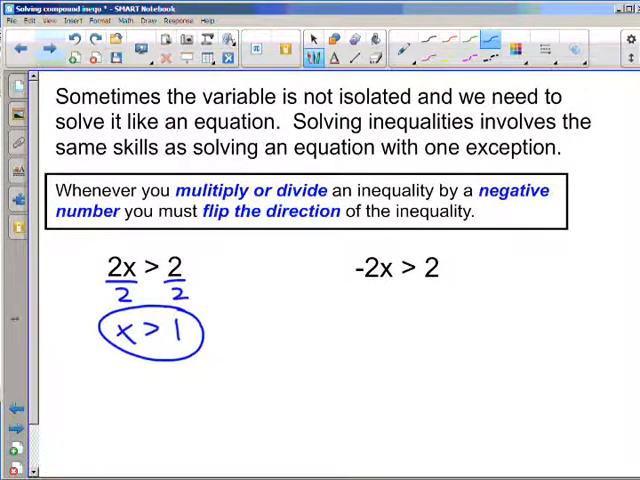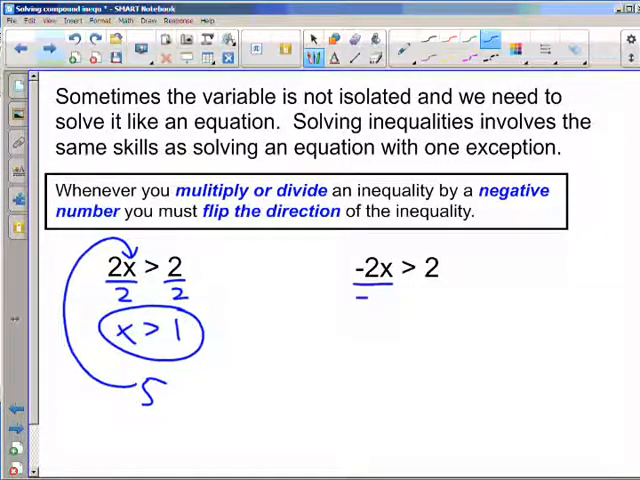And you can check your answer here. Pick a number that is greater than 1. Let's say 5. Now plug that in up here. Is 2 times 5 greater than 2? Sure, that solves the inequality in simplified form as well as in the original equation.